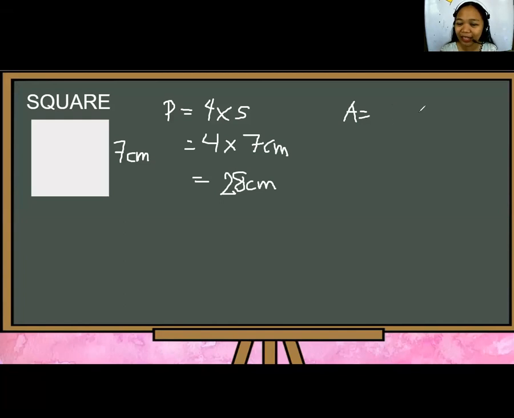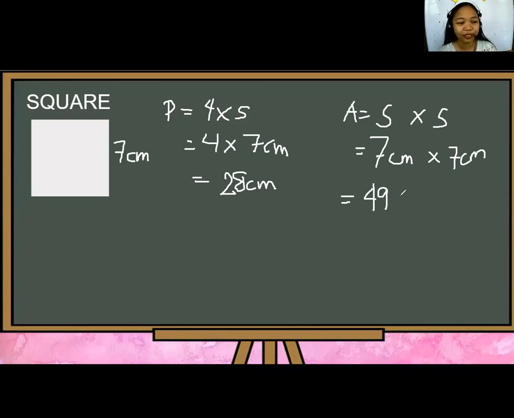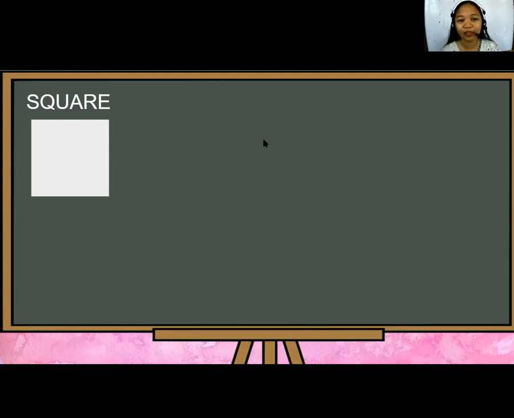How about the area? That is side times side. Our side is equivalent to 7 centimeters. That is 7 centimeters times 7 centimeters. 7 times 7 is equal to 49. And centimeters times centimeters is equal to centimeters squared. Therefore, a square with a side of 7 centimeters has a perimeter of 28 centimeters and an area of 49 centimeters squared.